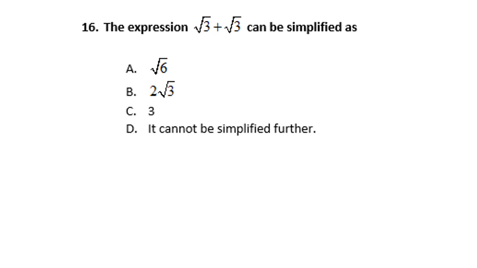Number 16. The expression the square root of 3 plus the square root of 3 can be simplified as A. The square root of 6, B. 2 times the square root of 3, C. 3, and D. It cannot be simplified further.